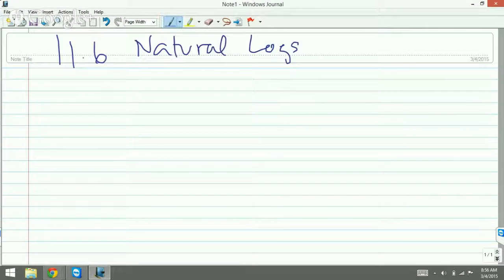Okay, so natural logs and common logs share the same properties. There's one difference. The natural log is better for your health. Yeah. Okay, not quite. It's not USDA certified.